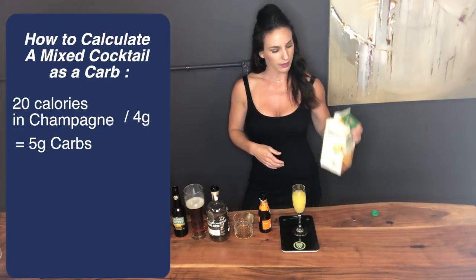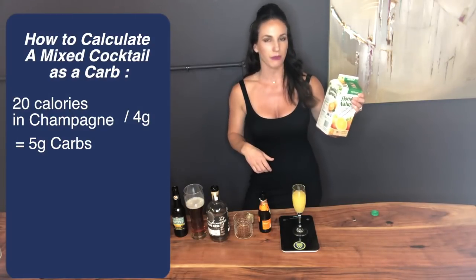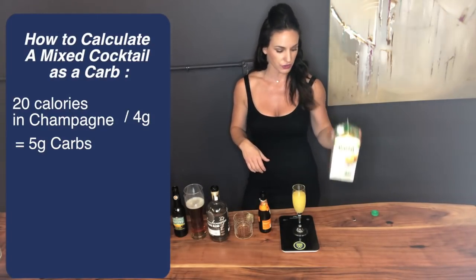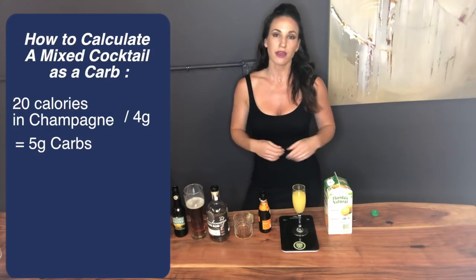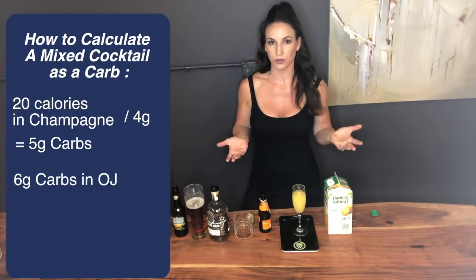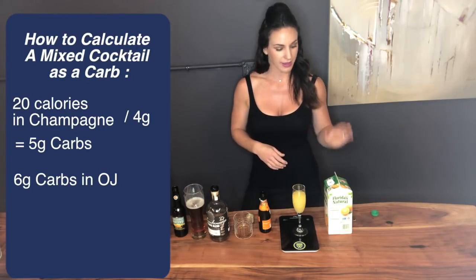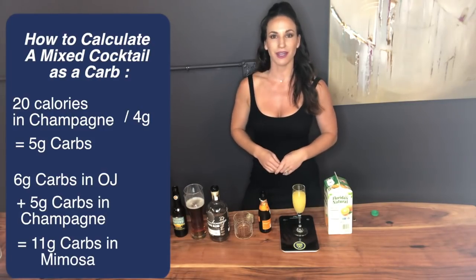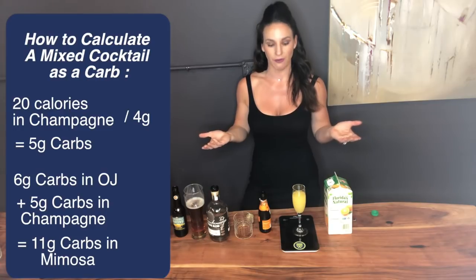Then you can look on the label to figure out how many carbs are in your orange juice. In 2 ounces of orange juice, there's 6 carbs. Now remember, since this isn't alcohol, we don't need to do any other sort of calculation. So you just add 6 plus 5, and that equals 11, and that's how many carbs you need to account for in order to enjoy your mimosa.